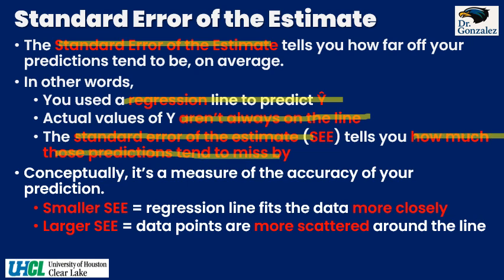Okay. So conceptually, it's a measure of your accuracy with your prediction. When you have a smaller standard error of the estimate, your regression line is going to fit that data more closely. So you might have your line and your dots might be closer to it, right? Versus a situation where you have a larger SEE. So you have your line and you've got more spread out dots. They're more scattered and they're not as clustered around that central line.